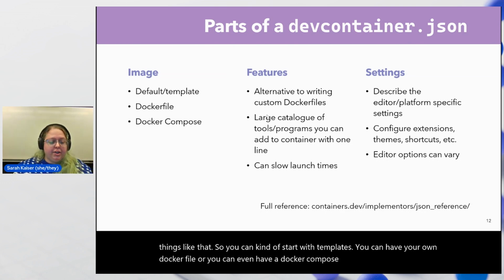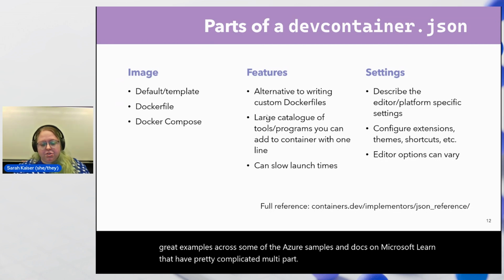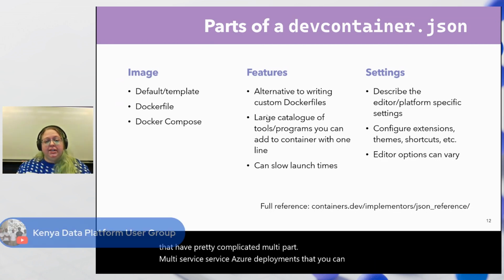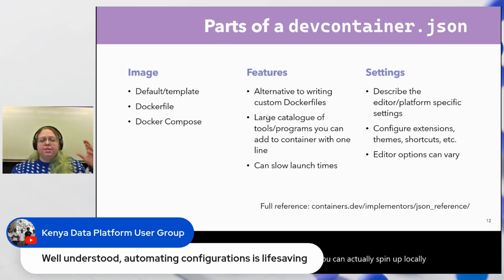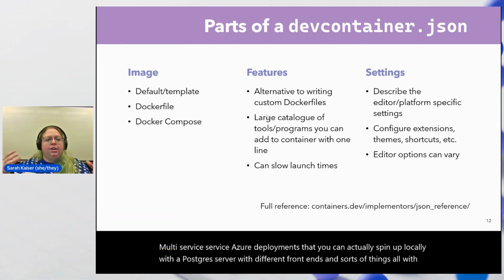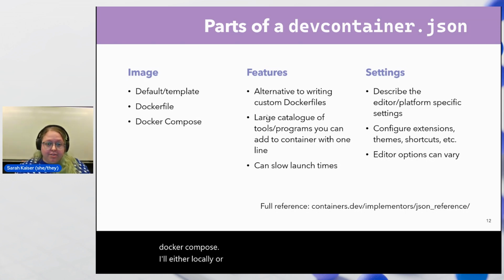There are some really great examples across the Azure samples and docs on Microsoft Learn that have pretty complicated, multi-part, multi-service Azure deployments that you can actually spin up locally, with a Postgres server, with different front ends and sorts of things, all with that Docker Compose, either locally or deploying to Azure from this dev container.